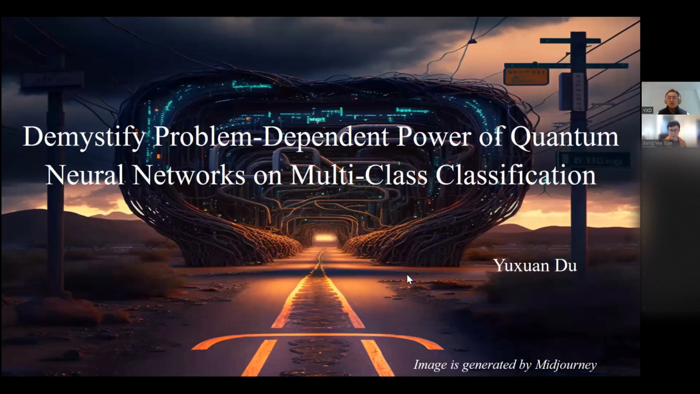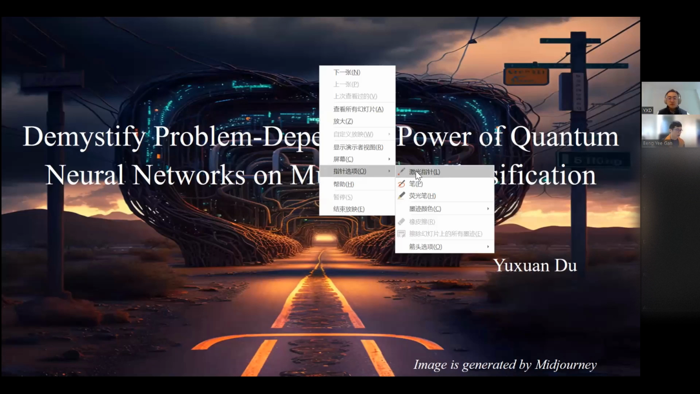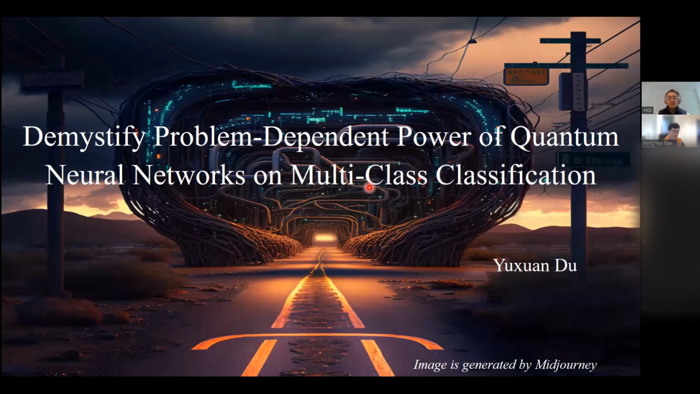It's our pleasure to have Yuxuan to talk about his work in demystifying the problem-dependent power of quantum neural networks on multi-class classification. Yuxuan utilizes statistical learning theory to understand why, for quantum classifiers, the training loss might be more important than the generalization error. They also studied the U-shaped risk curve and compared it with the double descent risk curve of deep neural network classifiers. I will pass the floor to Yuxuan and you may start the talk.